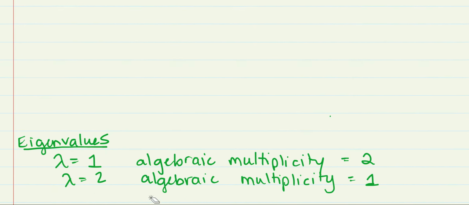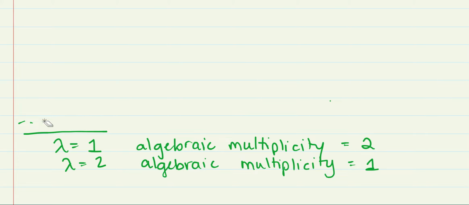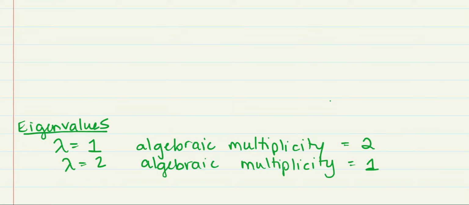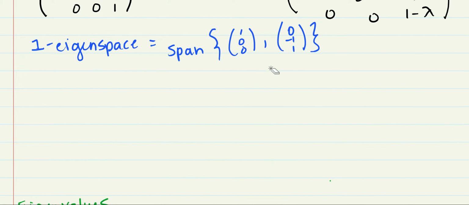Let's figure out what the eigenspace for lambda equal to 2 is. Oh, by the way, for lambda equal to 1, remember that the algebraic multiplicity was 2. And we said in the last video that the geometric multiplicity, which is the dimension of the 1 eigenspace, for this case, for lambda equal to 1, would be 1 or 2. And here it actually happens to be 2.